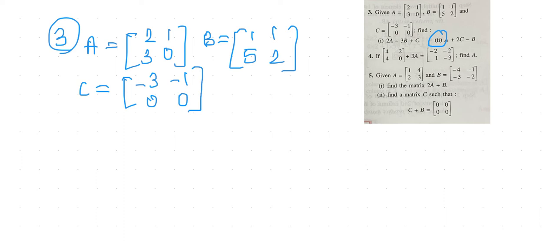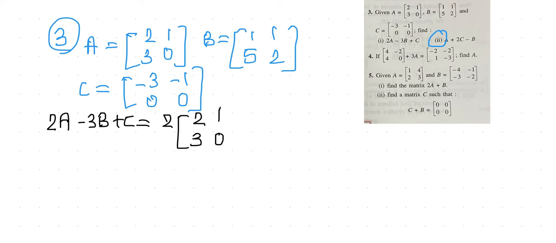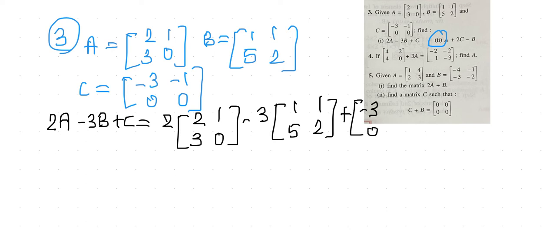Okay, so now what you need to find out? You need to find out 2A minus 3B plus C. So there are many ways of doing this, children. If you want, you can be doing them simultaneously, or if you want, you can separately find out 2A, you can separately find out 3B, and you can definitely find out C, but that is going to be a tedious process. So we'll be now directly doing like this. So what I'll be writing, 2A minus 3B plus C will be equal to what? This will be equal to 2 times of 2, 3, 1 and 0 minus 3 times of 1, 5, 1, 2, and then plus C has been given as minus 3, 0, minus 1, 0.